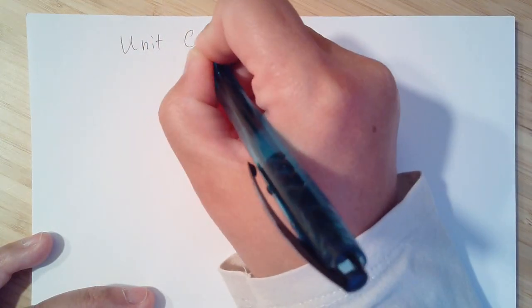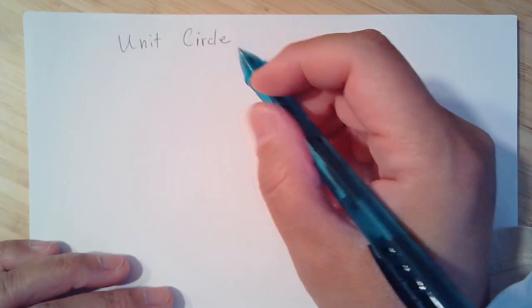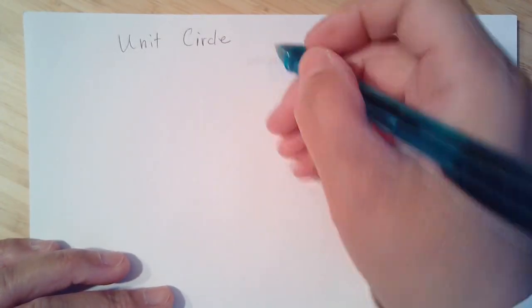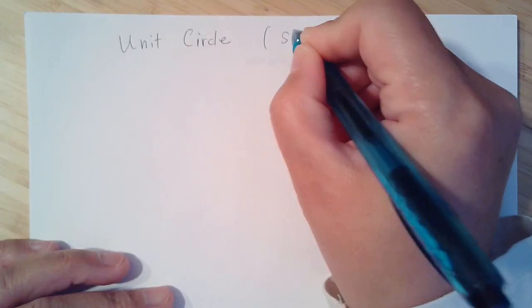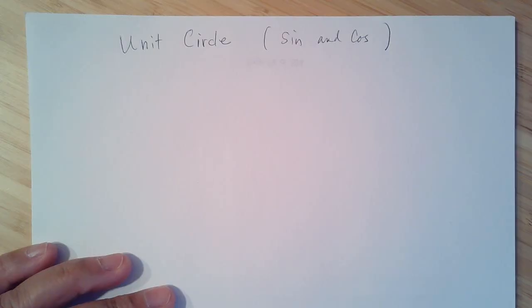By doing that, we're going to expand our knowledge from the right triangle to all the angles. And also, we only focus on sine and cosine. So that's the only thing that we care about the most at this moment.